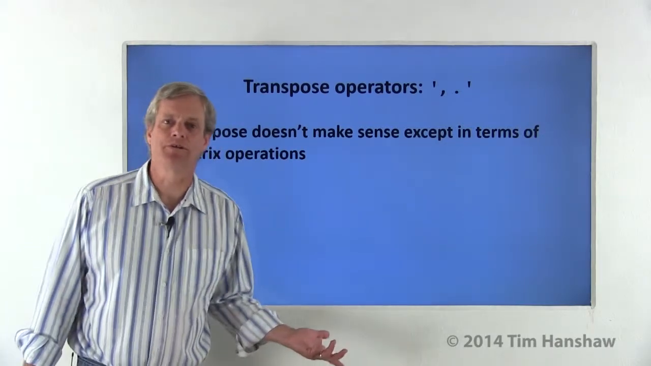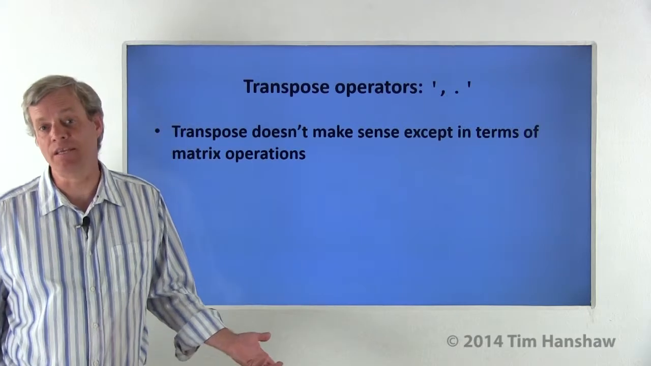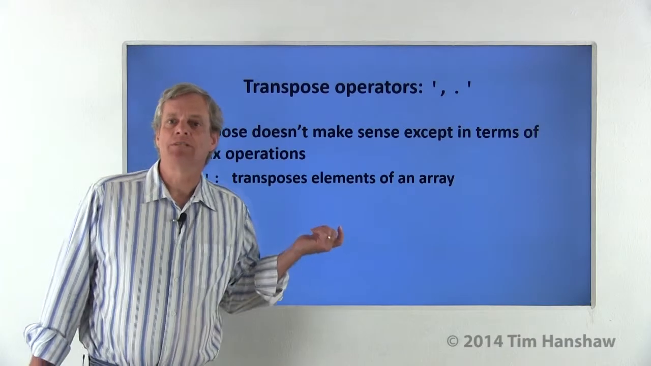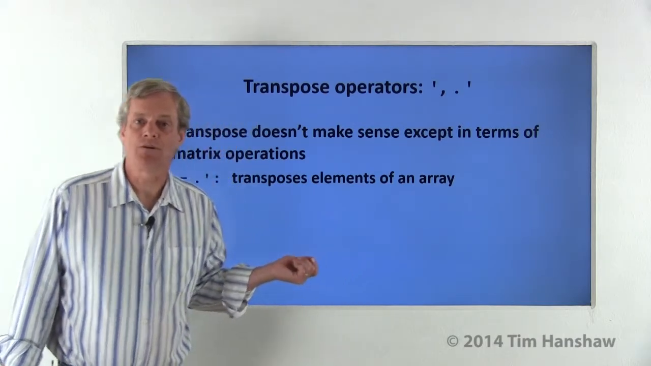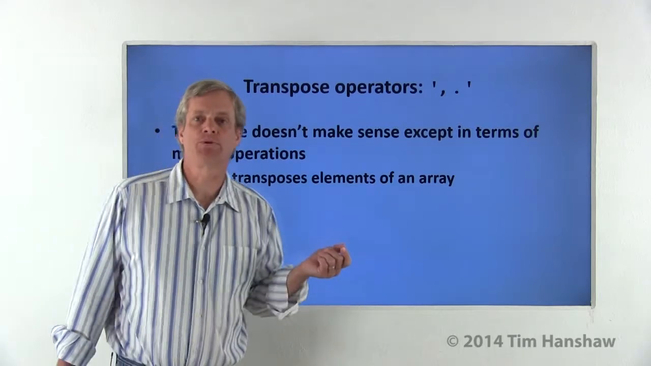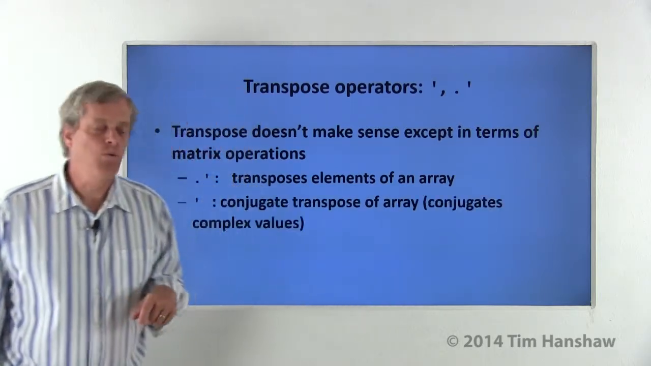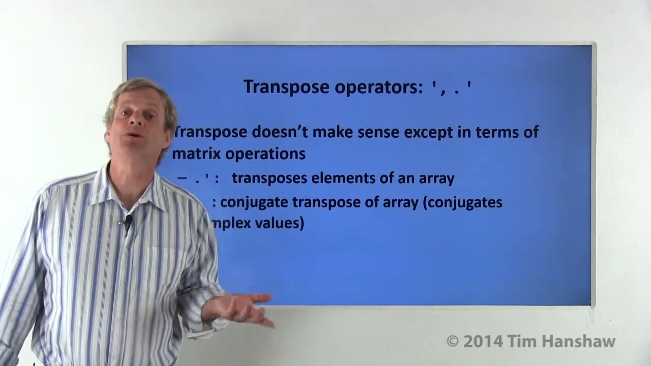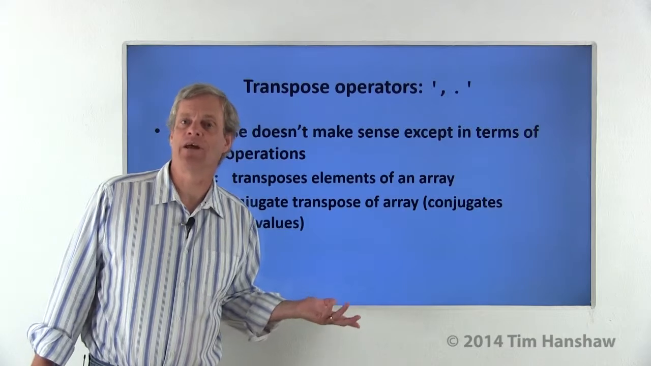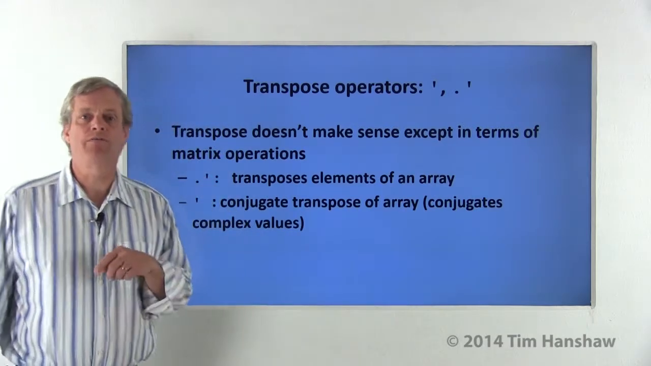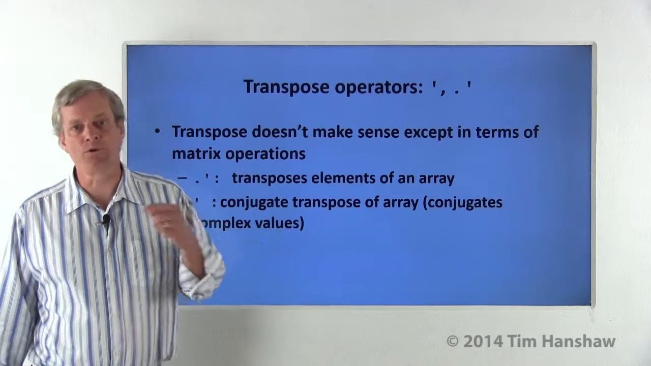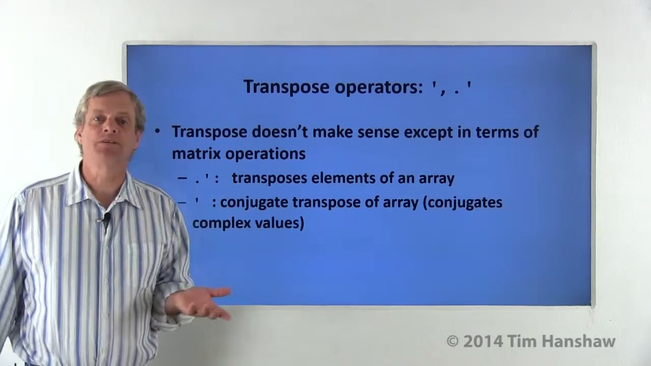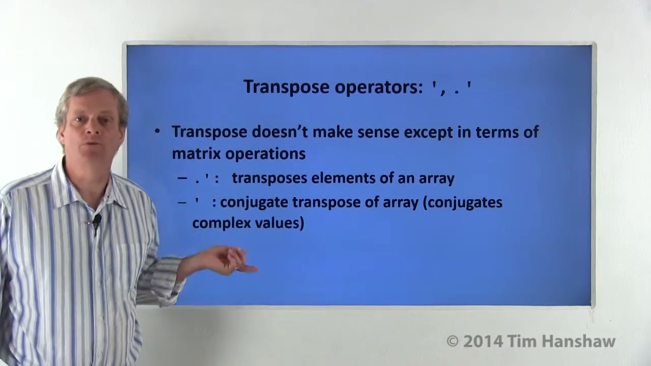To finish up our discussion of Matlab's operators, let's talk about the transpose operation. I left that one out earlier because transpose doesn't really have any meaning except as a matrix operation. However, regardless of that fact, we still have two transpose operators, quote and dot quote. Dot quote transposes the elements of an array. Quote with no dot also transposes the elements of an array, but it also takes the complex conjugate of the array at the same time. So if you have complex values in your array, quote transposes the elements and changes the sign on the imaginary parts of the elements. If the elements in the array are purely real, quote and dot quote do exactly the same thing.